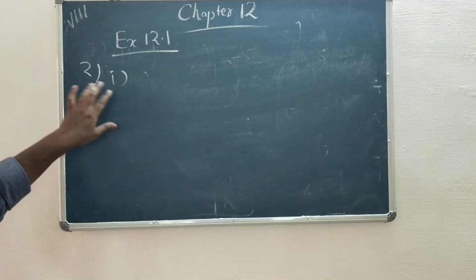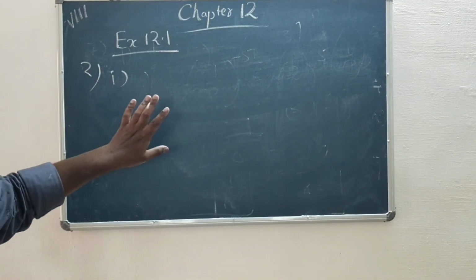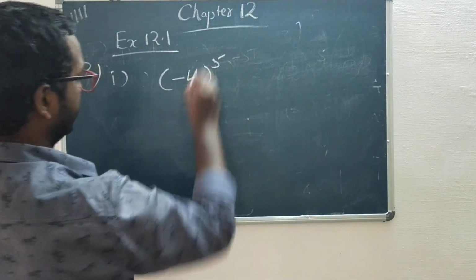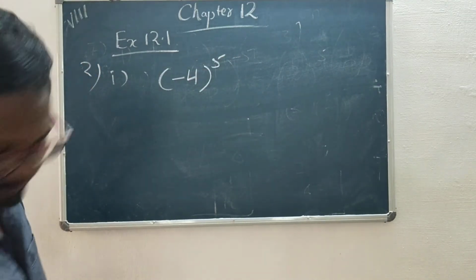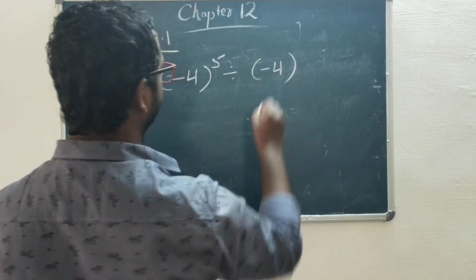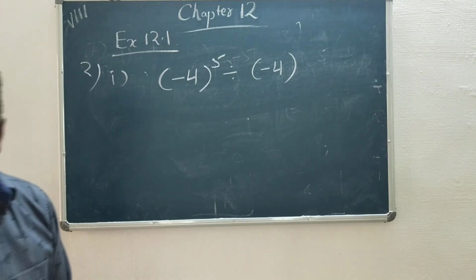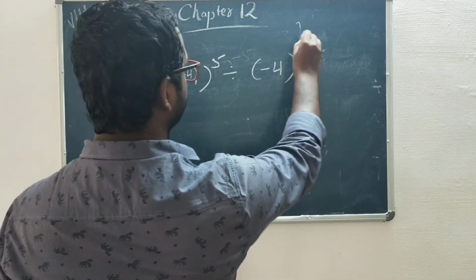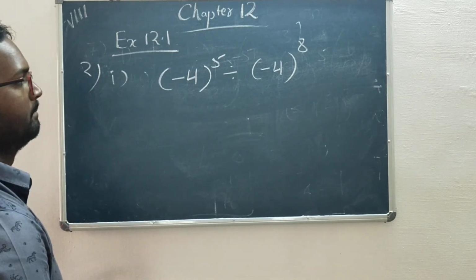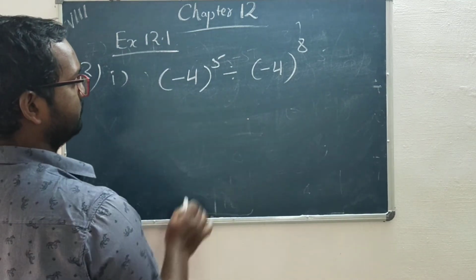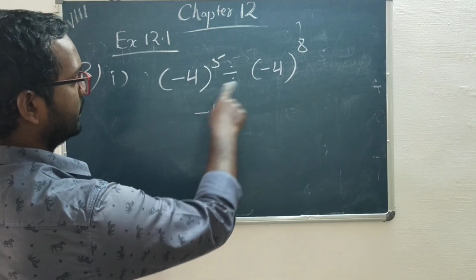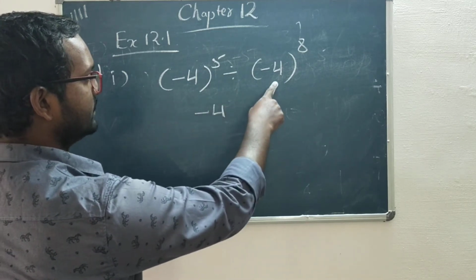The first question of the second one is minus 4 power 5 divided by minus 4 power 8. So we have to solve this. Okay, now see, it's in division, and the base here is minus 4, here the base is minus 4.